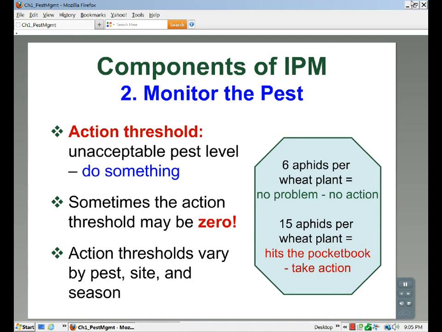At 6 aphids on a wheat plant, the plants can tolerate the feeding and the loss of yield does not approach the cost to control the aphids. However, once the aphid population builds to 15 aphids per plant, it makes good economic sense to take action to hold down your losses.